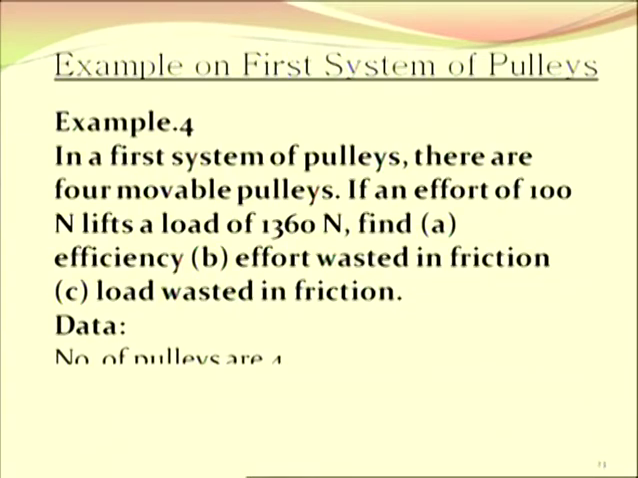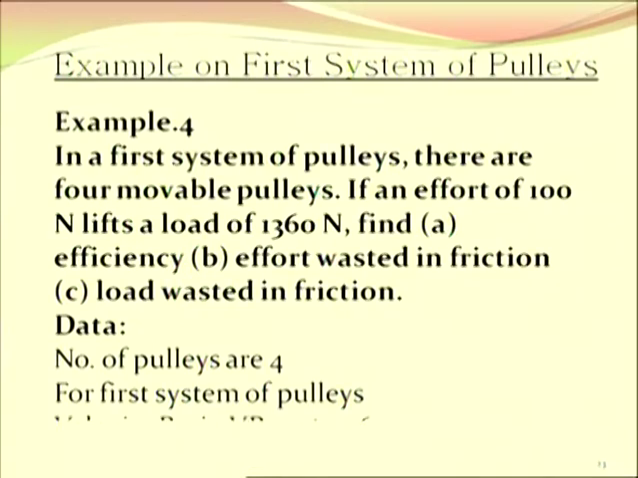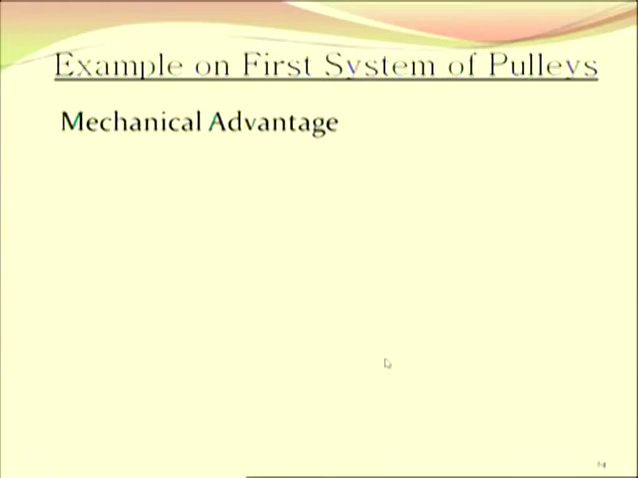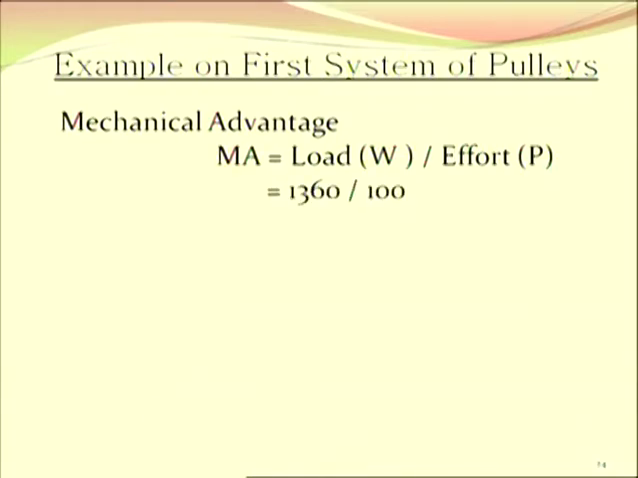Now, the data provided is that the number of pulleys is 4. So for the first system of pulleys, velocity ratio VR equals 2 raised to n. If we put n as 4, we get 16. So here we have obtained a velocity ratio of 16. Now mechanical advantage. Mechanical advantage is equal to load upon effort. In this example, load is given as 1360 and effort is provided as 100. Putting the values of these two, we can simplify this as 13.6.